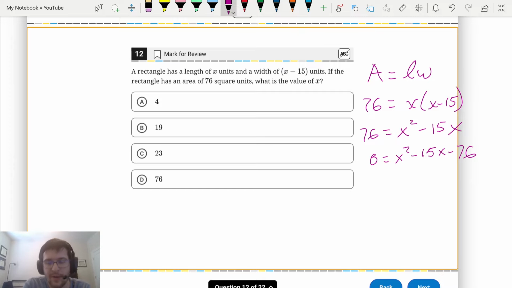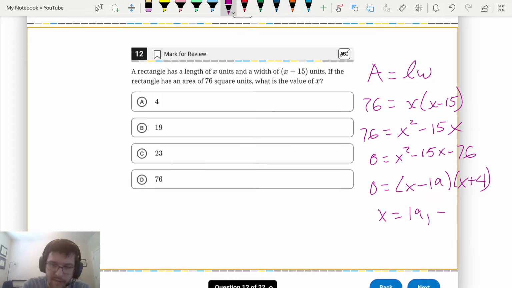And now you could either factor it or use a calculator program to help you. If I were doing this on a test, I wouldn't even factor this. These numbers are way too big for me to do comfortably and quickly, so I would just plug it into the graphing calculator. I highly recommend that if your calculator doesn't already do it, you install some kind of program that can solve quadratics quickly. Anyway, if you factor this, you get x minus 19 and x plus 4. And the solutions would then be 19 and negative 4.